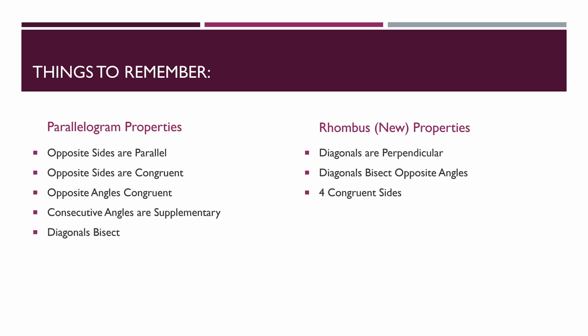Those 4 green little triangles and those 4 yellow little triangles from the beginning. And also, a rhombus has 4 congruent sides, okay? So those are the only new things. We're just adding 3 simple little things to the parallelogram properties we already know. And that's it for this lesson.